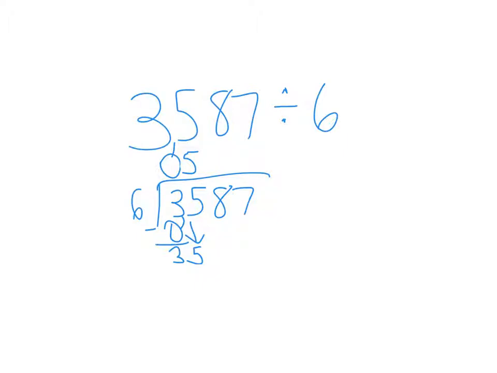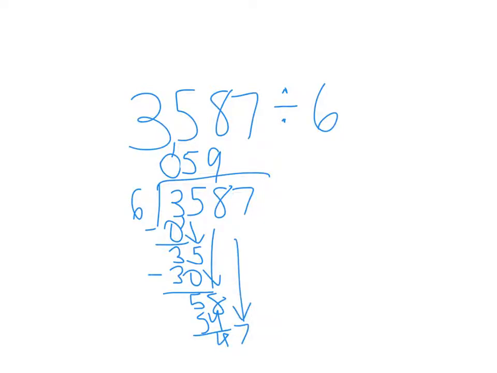As I said, 5 times 6 is 30. Subtract, you end up with 5. Bring down the 8. 6 goes into 58 how many times? It goes in 9 times, so that would be 54. Subtract to get 4, bring down the 7.